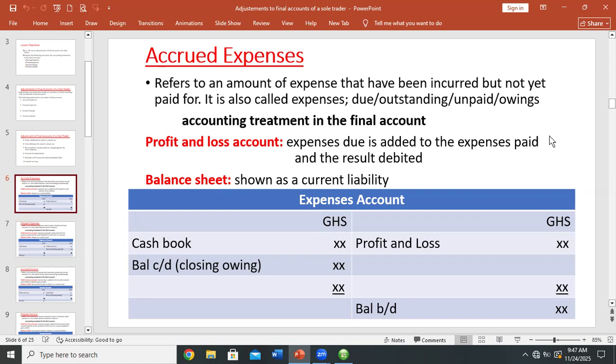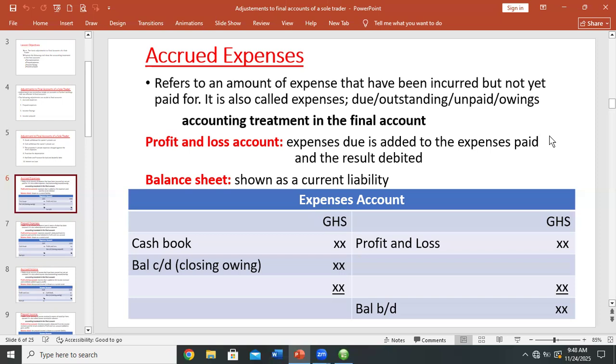Yes, please. Accrued expenses refers to an amount of expense that has been incurred but not yet paid for. It is also called expenses due or outstanding or unpaid or owings. Accounting treatment in the final account. Profit and loss: expenses due is added to the expenses paid and the result debited. Balance sheet: shown as a current liability. Okay, thank you, Prof. Josephine.